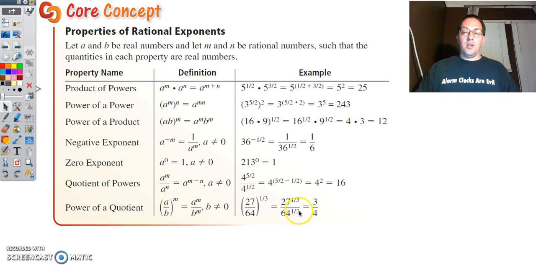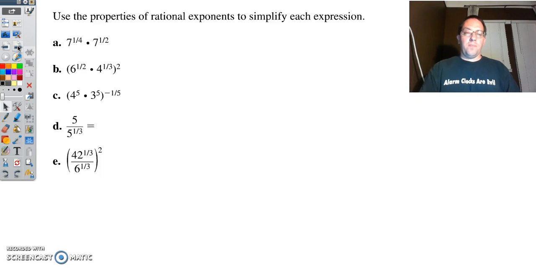This one also, notice you can go from here to there. And a lot of times you'll want to. If your exponents are the same, you could just divide your bases and do it that way, which a lot of times is easier. Okay, so let's do some examples of this.